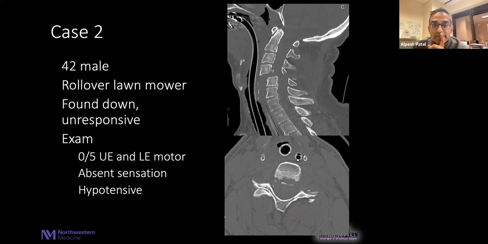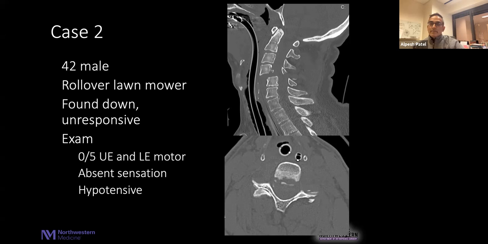So we got a couple of minutes left. Last case. This was a 42-year-old who was riding on a riding lawnmower that rolled over. I don't know how you roll over a lawnmower. I don't know how you do it, but I'm assuming it involved a lot of bad luck as well as some bad surface terrain. Unfortunately for this guy, he was found down, don't know quite how long, non-responsive, and he had essentially zero motors in his upper and lower extremities. He had no sensation. He had no rectal tone, and was acutely hypertensive.